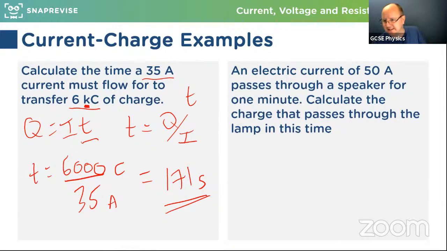Thanks to CAD-S, brilliant. So next question then, an electric current of 50 amps passes through a speaker for 1 minute. So again, think about SI units and what numbers we're going to have to use in the calculation.